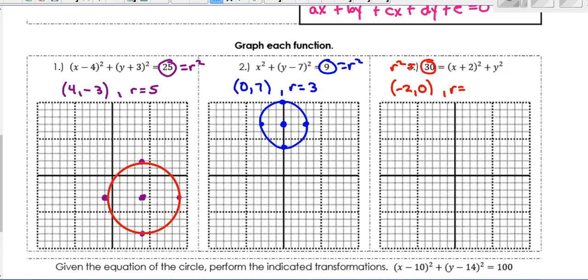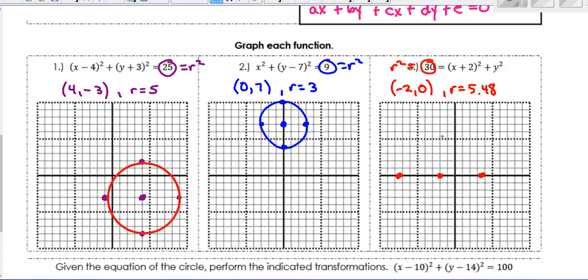So if I take the square root of 30, normally I would leave it as an exact answer. But if I leave it as an exact answer, I don't really know how to count it on a graph, so I'm actually going to estimate it, and I'm going to say that it's about 5.48 when you take the square root of it. So I'm going to plot my center at negative 2, 0, and then, I mean, we're talking on a graph, so it doesn't need to be exact. It's about 5.5. So go over about 5.5. Can't tell the difference either way.